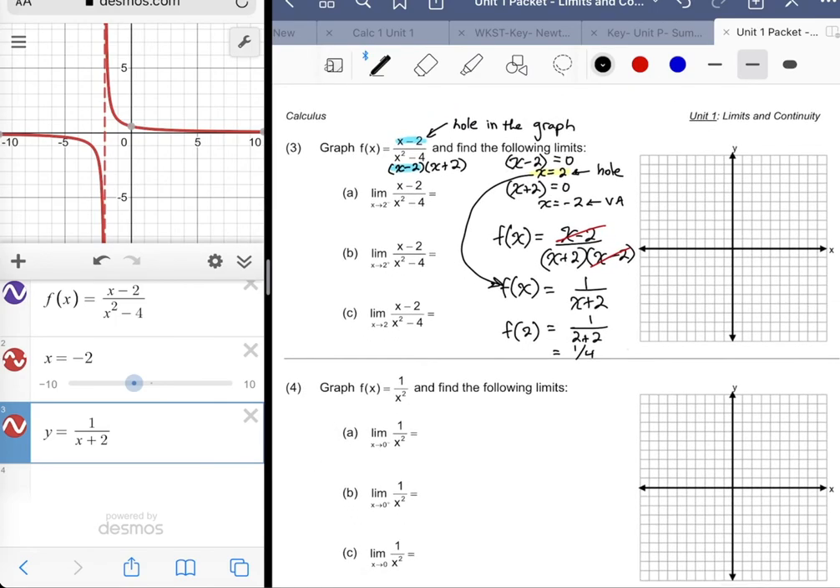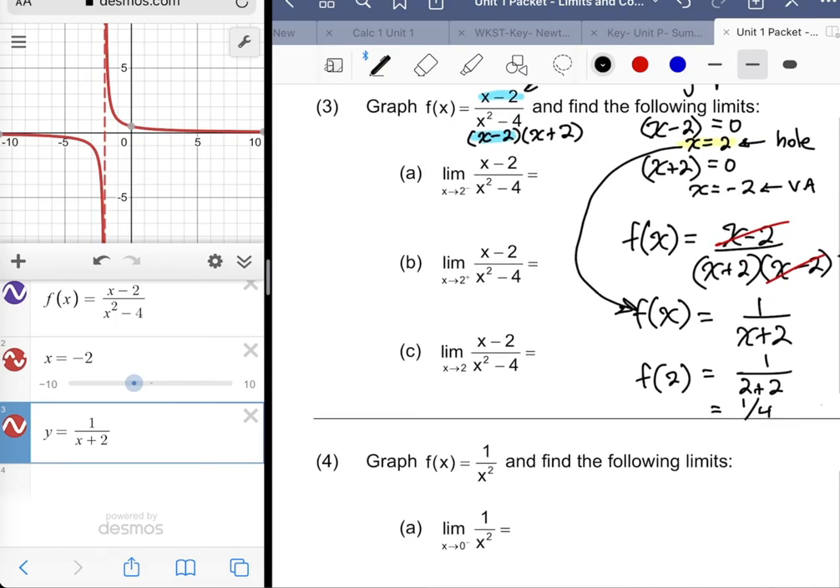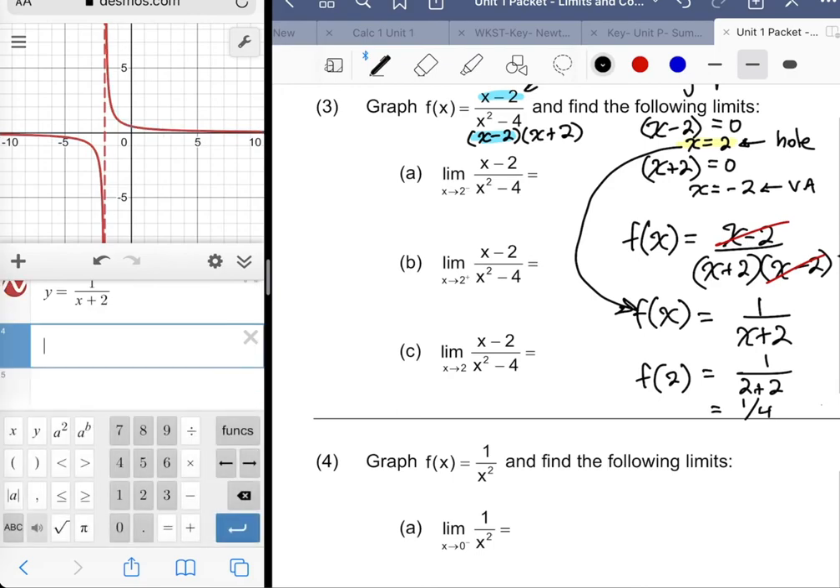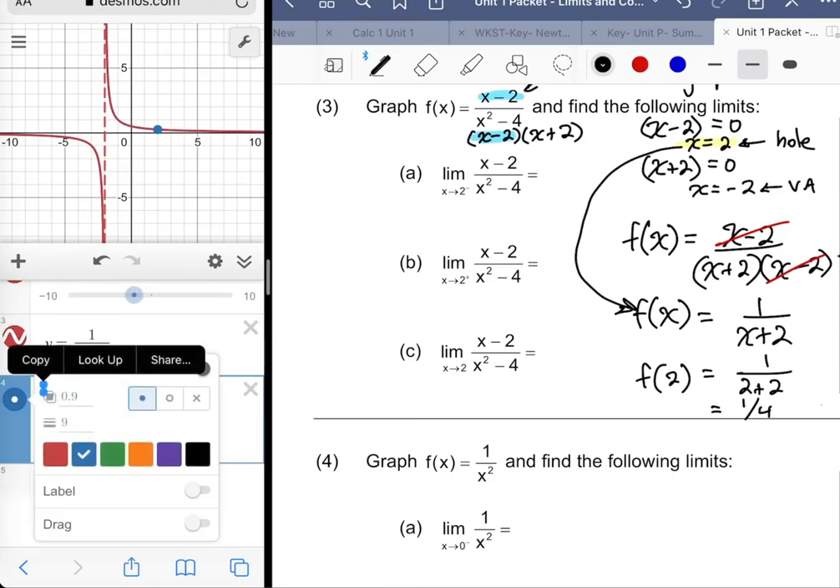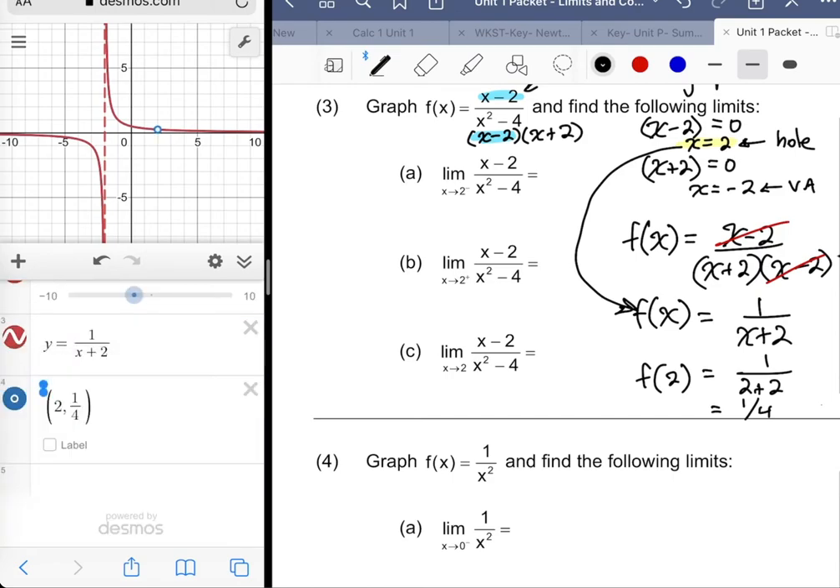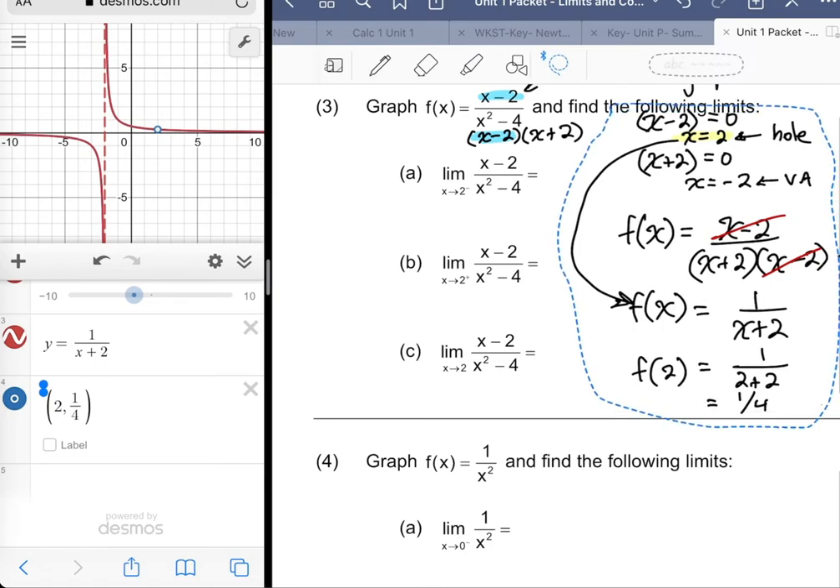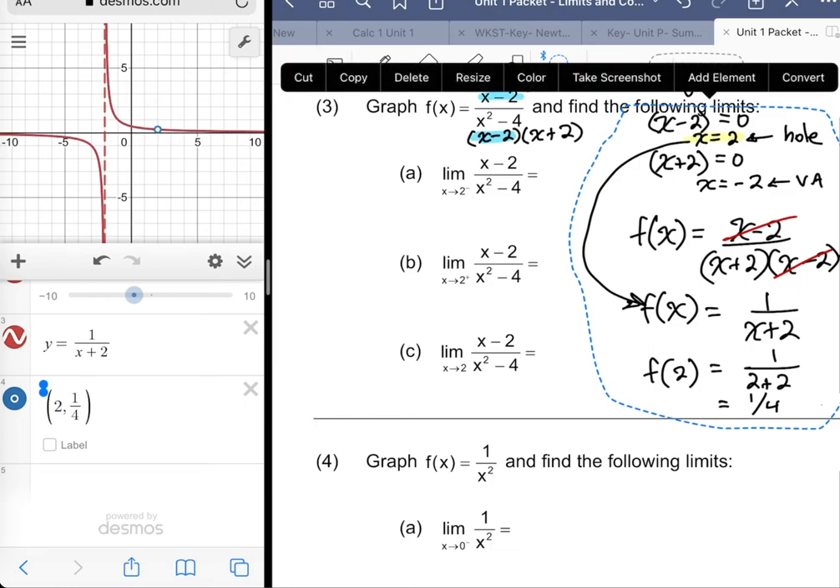So when I go to create the graph, actually I'll just leave it on here. All I would have to do is make sure I plot a hole at (2, 1/4). So long press on the point icon and make it an open circle, and you'll have the appropriate graph. All of that is just so we can get to a point where we can answer the limit questions. That actually makes this one of the more challenging types of questions.